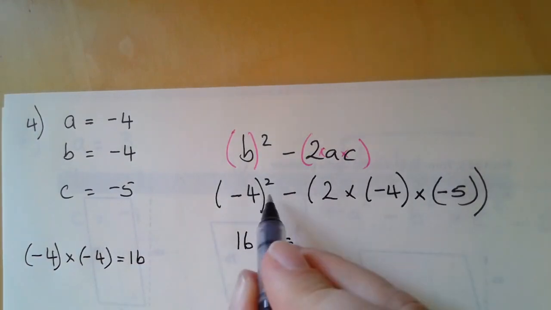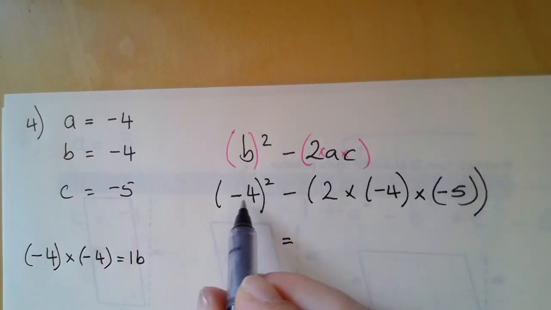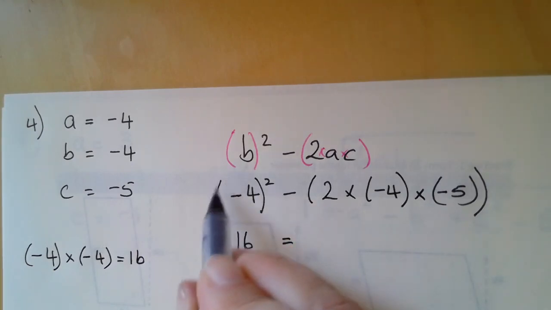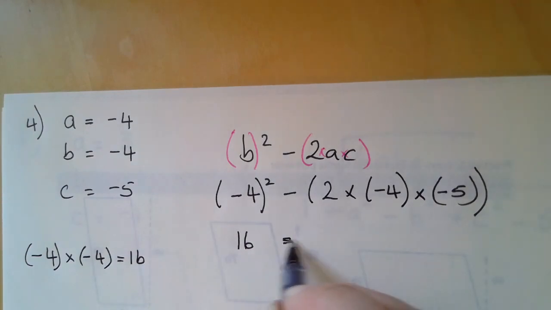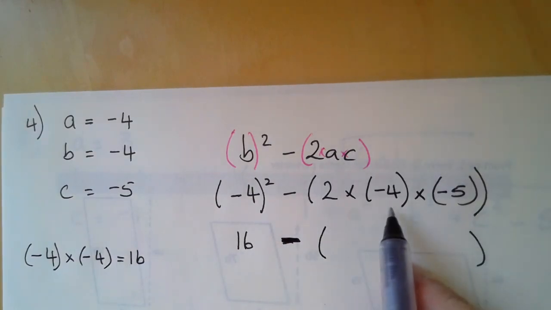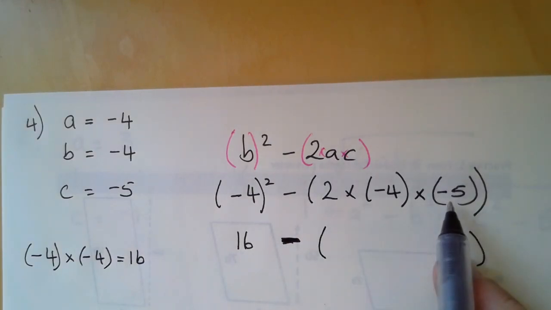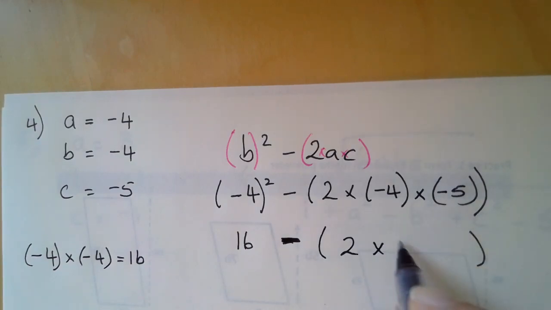This is what -4 squared means. It's not -16 because we've got a negative. The negative is inside the brackets, and therefore there are 2 negatives. There are an even number of negatives, and therefore this is a positive number. So that's a subtract sign. -4 multiplied by -5. Again, 2 negative numbers, therefore this is positive. 2 multiplied by 20.